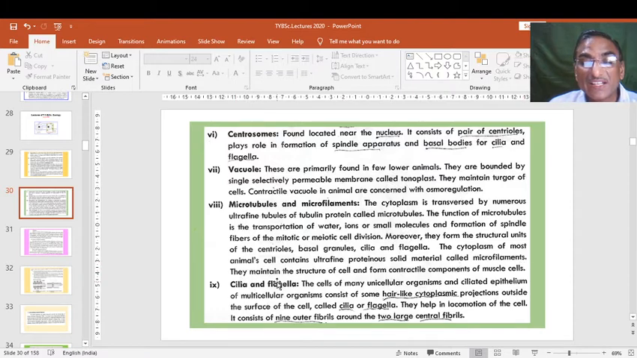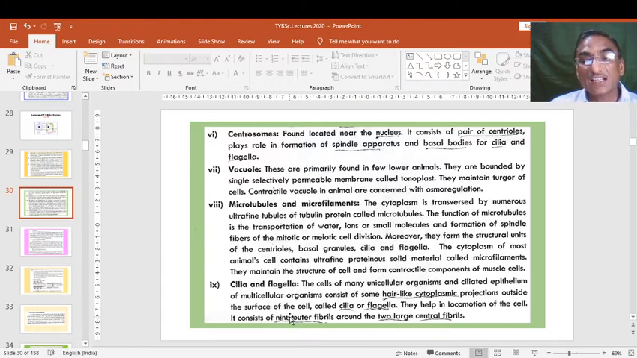They maintain the structure of the cell and form the contractile components of muscle cells. So in this way, the microtubules or microfilaments are responsible for the formation of molecular or fibrous material to give strength to the cells.